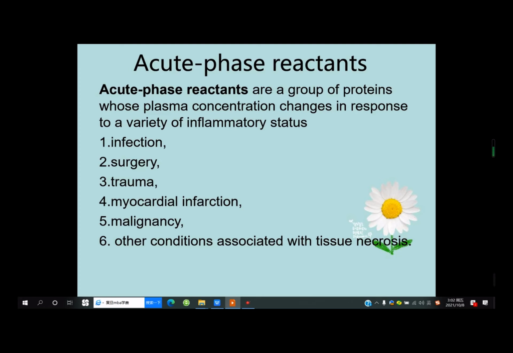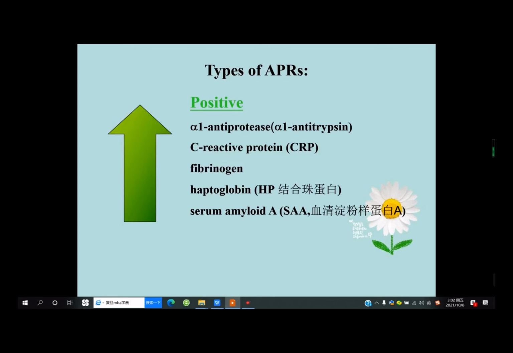What is an acute phase reactant? Acute phase reactants are a group of proteins whose plasma concentration changes in response to inflammatory stimuli, for example, infection, surgery, trauma, myocardial infarction, malignancy, and other conditions associated with tissue necrosis. When our body is in the acute phase, alpha-1 antiprotease, CRP, fibrinogen, hemoglobin, and serum amyloid A will increase. So the proteins I just mentioned all belong to the acute phase reactants.